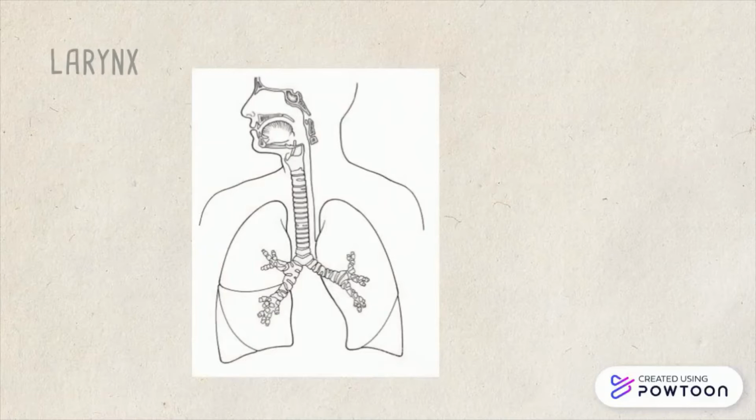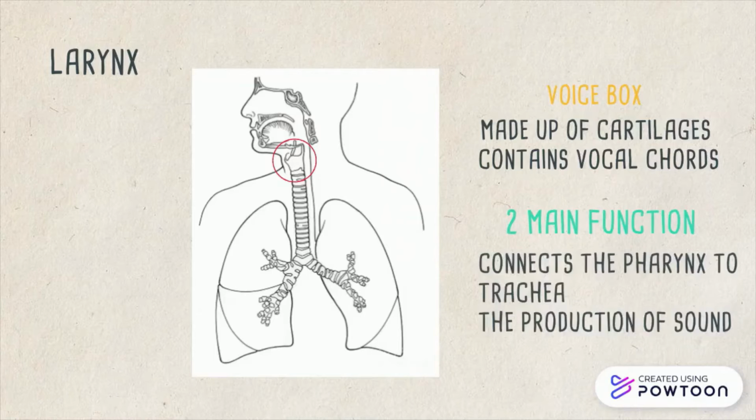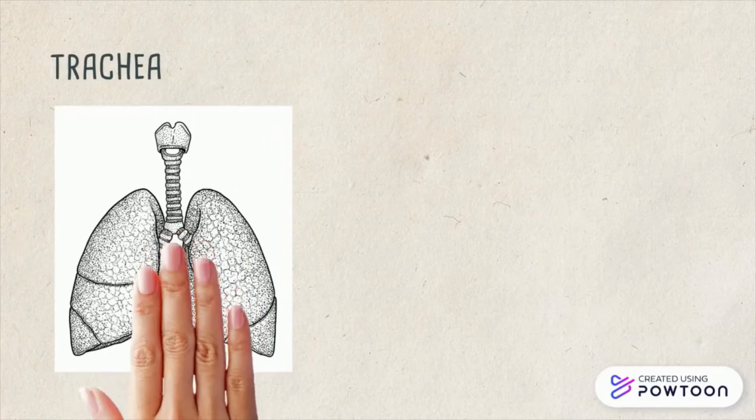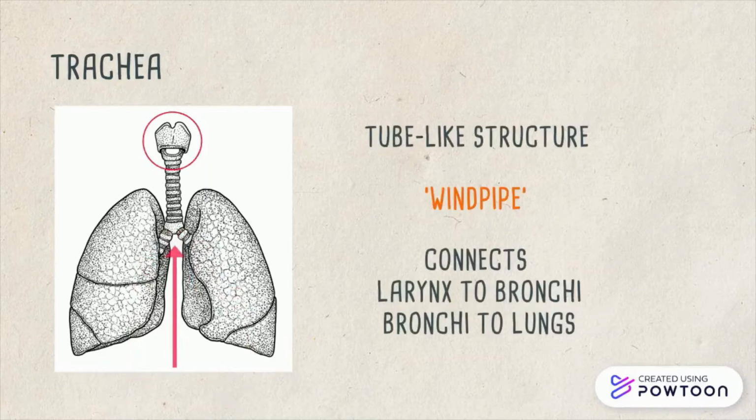The next structure in the respiratory system is the larynx, also known as the voice box. The larynx is made up of many cartilages and contains the vocal cords. The main function of the larynx is that it connects the pharynx to the trachea and produces sound. The next structure is the trachea. The trachea is basically a tube-like structure, also known as the windpipe, that connects the larynx to the bronchi, and the bronchi in turn connect to the lungs.